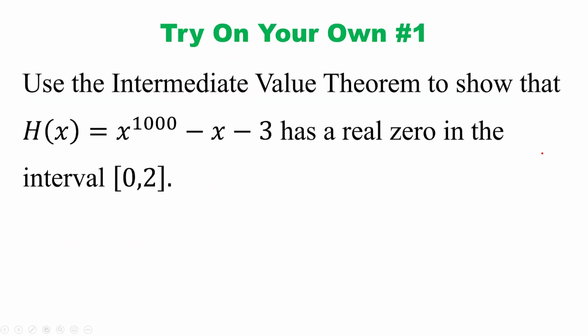Now, try on your own. Use the intermediate value theorem to show that h of x equals x raised to the power of 1000 minus x minus 3 has a real 0 in the interval from 0 to 2. This is similar to what we just did, but this one's going to take some thinking on your part to see why this would be the case. And so as you're solving this, write down your notes to yourself, your explanation on why this does work.